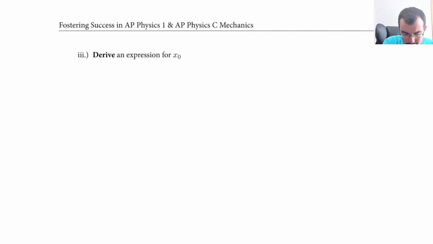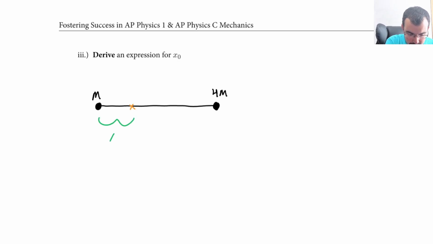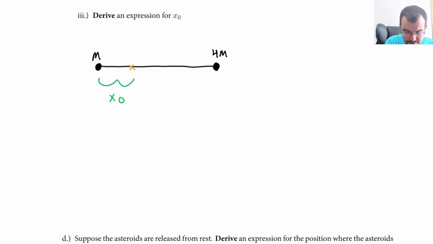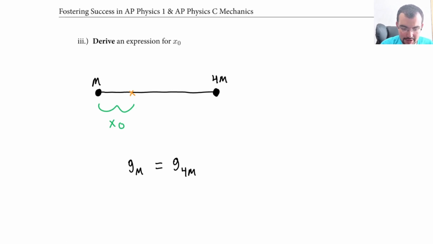This problem actually shows up a lot more in E&M than a mechanics context, but I really like this problem. I think it's a good skill builder here. So we're saying that there's a magic point x0. We're going to put it right here, such that the field is 0. So what we know, at this point x0, is that g from the 1m is equal to g from the 4m, and I'm using magnitudes here.